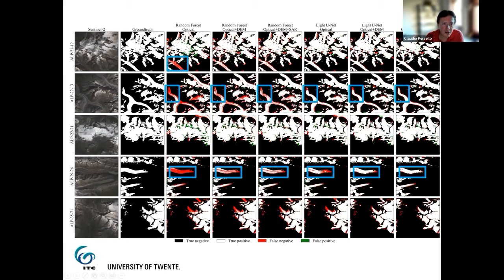And what we see is that a simpler classifier like random forests has problems in these areas. And with our LightUNet, using all the different data sources, we can actually obtain better results, so that the tongue of the glacier is much better classified.